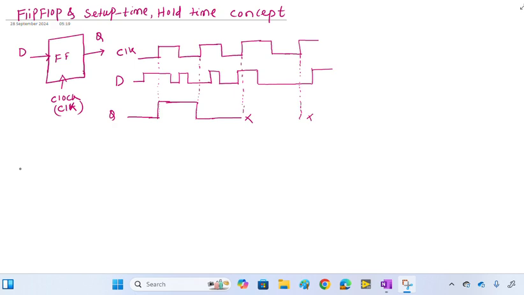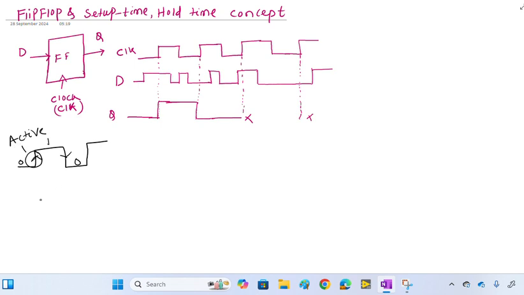So if I say this is a clock signal, this is your positive edge. When you go from 0 to 1, it is the positive edge. When you go from 1 to 0, it is called the negative edge. So I have mentioned here it is a positive edge triggered flip-flop. That means this is the active edge. Whenever this edge comes, the flip-flop will be active and it will transfer the data from D to Q.